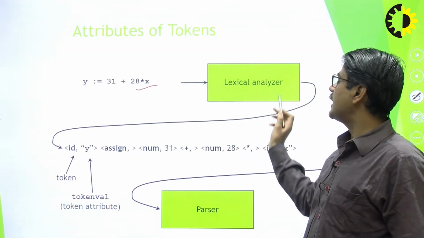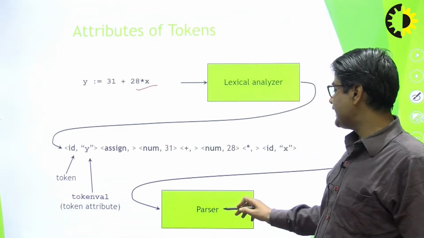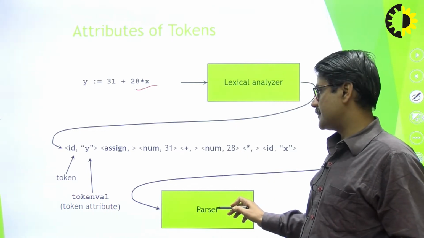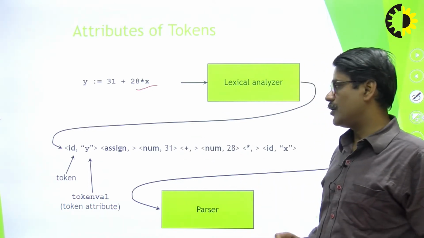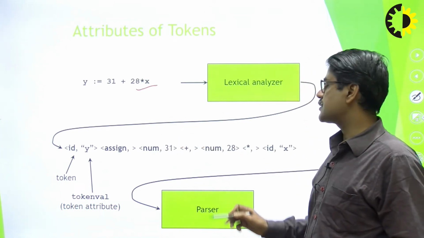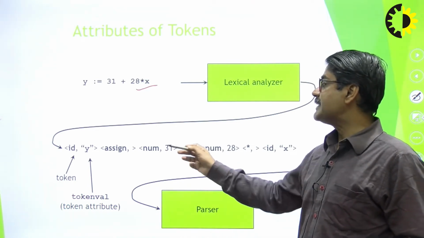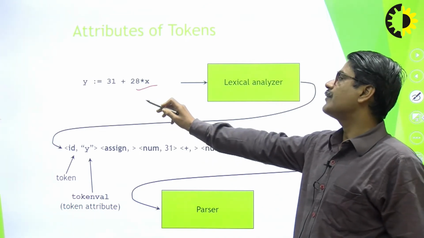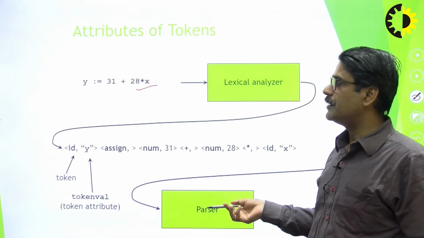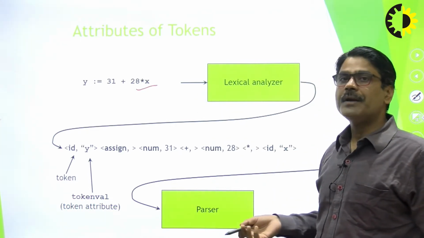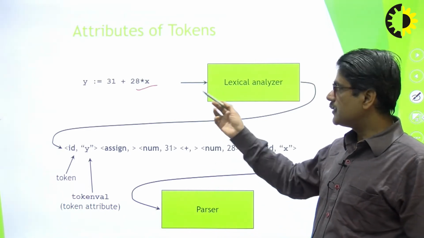The lexical analyzer will convert it into different tokens. Using these tokens, the parser can easily process them, because parsers generate a parse tree, in which we have to position the operators, variables, and numbers, and we can easily situate all of them. So in y equals 31 plus 28 into x, y is an identifier, a variable. Equals is an operator that is fixed, because the equals operator is unique. 31 is a number.